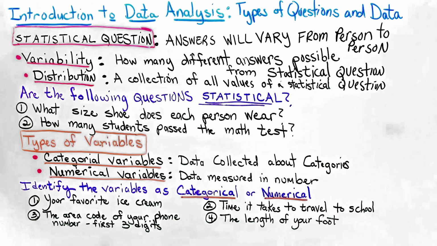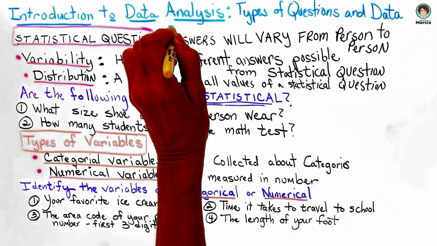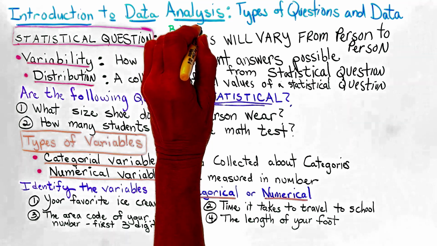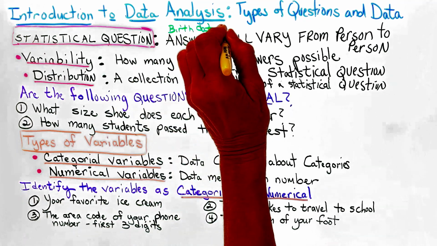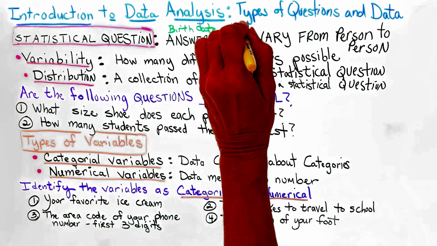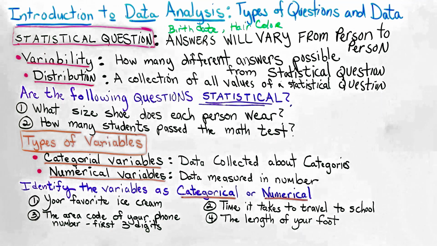So let's get started. A statistical question: the answers will vary from person to person. So you might say a statistical question could be a birth date. If you go and ask students in your class when they were born, what month, what day, that's a statistical question. It could also be noticing the hair color of the different students in your class.